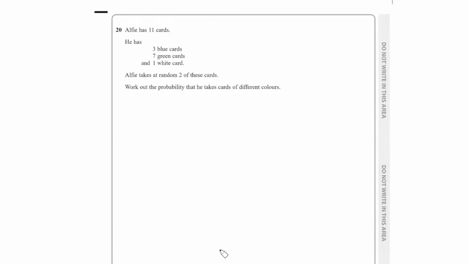Okay, question 20. I feel like there's always some kind of probability question towards the end, isn't there? So Alfie has 11 cards. He has 3 blue cards, 7 green cards, and 1 white card. Alfie takes at random 2 of these cards. Work out the probability he takes cards of different colours.